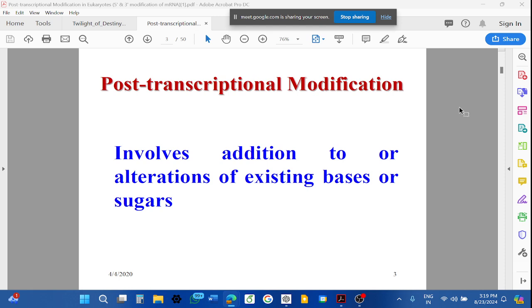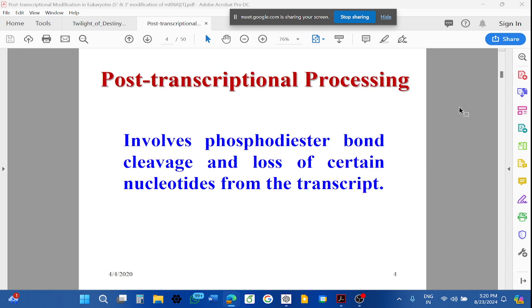It involves addition to or alteration of existing bases or sugars. Some bases are changed, some are added, some are removed. Some chemical changes are made to existing bases. These all happen after the transcription has taken place, and the nascent or heteronuclear RNA is already produced. Next is the post-transcriptional processing, which involves phosphodiester bond cleavage and loss of certain nucleotides from this transcript.